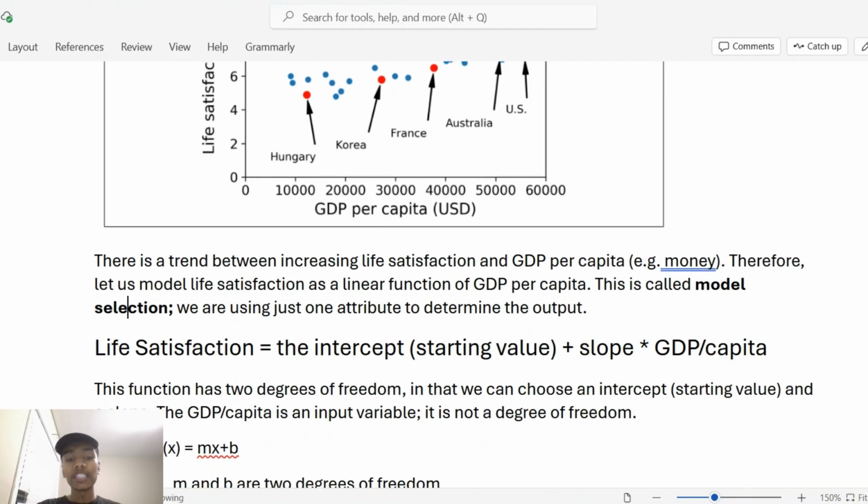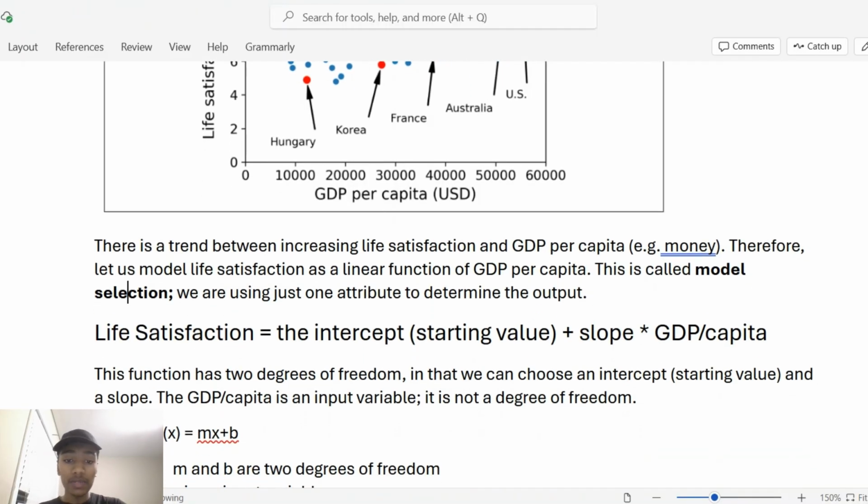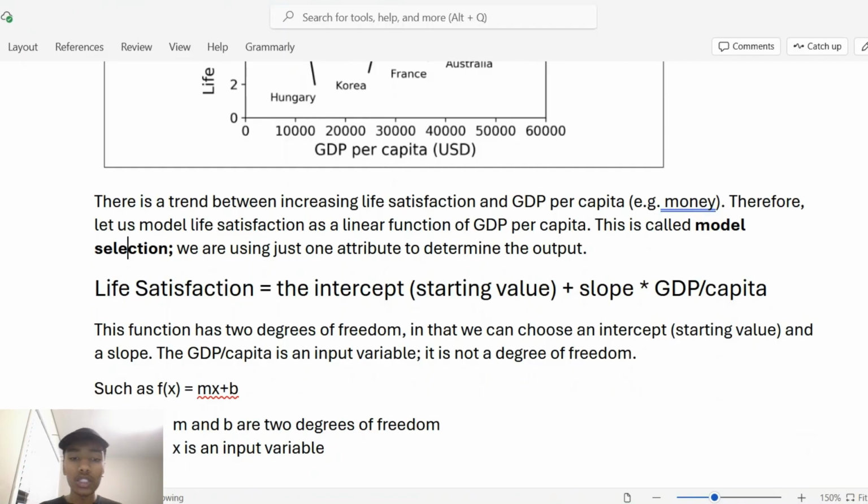So the function really has 2 degrees of freedom, meaning that we can choose 2 things. We can choose the intercept, or the starting value, and we can choose the slope, right? Those are 2 things that we can choose. The GDP per capita is not a degree of freedom. It is simply an input variable.